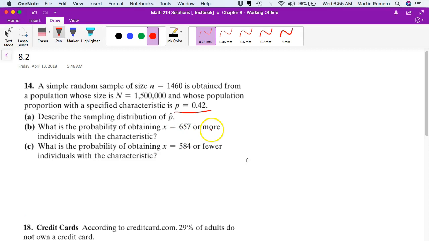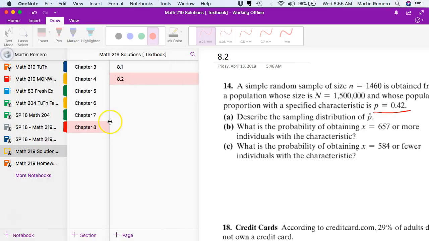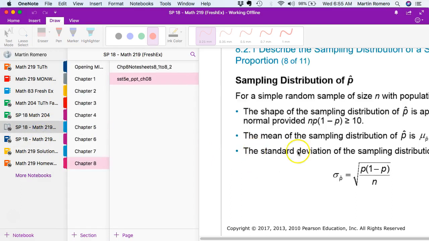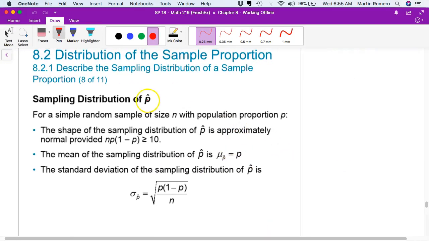If we sample from a population whose proportion is 0.42, meaning they've answered some question at a 42% rate, and we start to sample from that population, there will be a distribution of those proportions if we sampled over and over again. Some basic rules to review from the lecture: the sampling distribution is how the proportion is distributed if we continue to sample with a given sample size n.